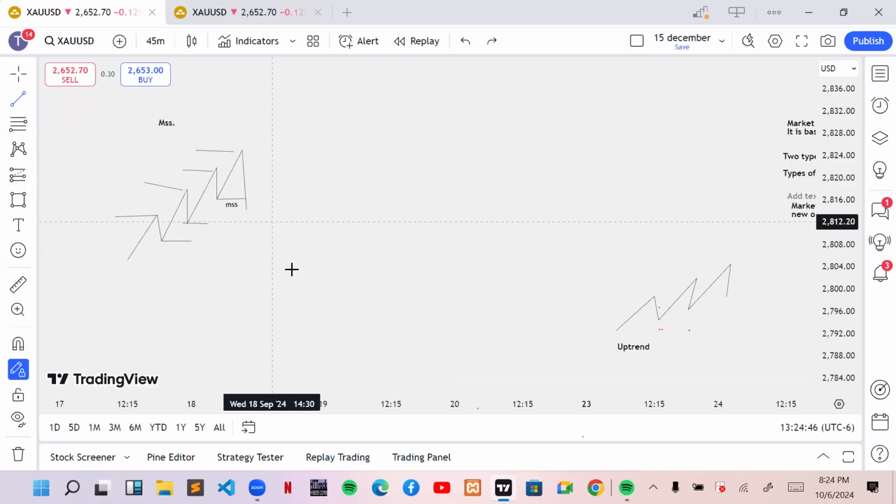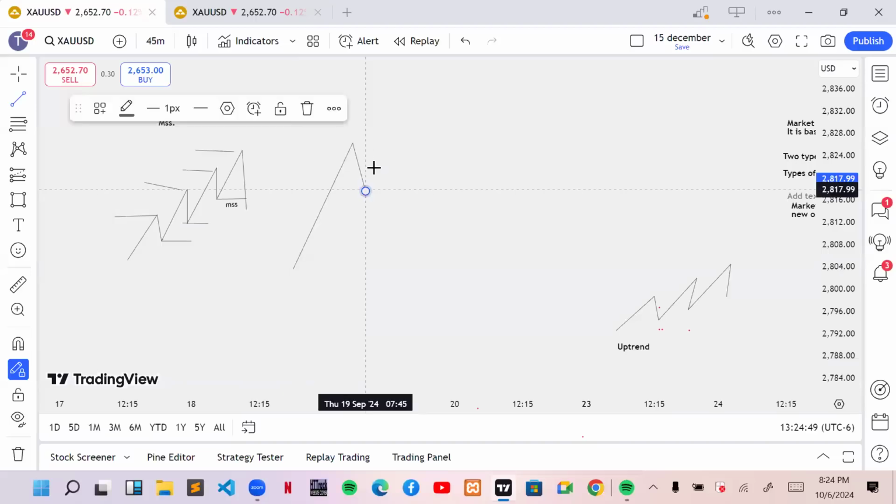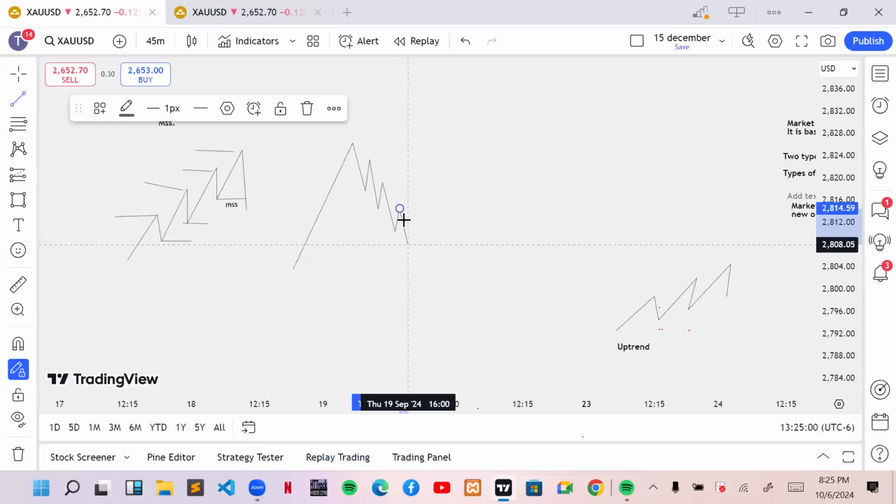So let's assume this was a downtrend. Lower highs, lower lows, lower highs, lower lows. Then the market does something like this: lower highs, lower lows. Then it does something like this: a higher high. This was a previous downtrend because the characteristic of a downtrend is lower highs and lower lows.